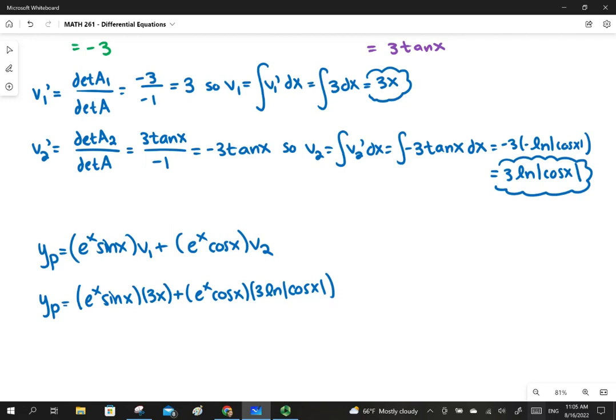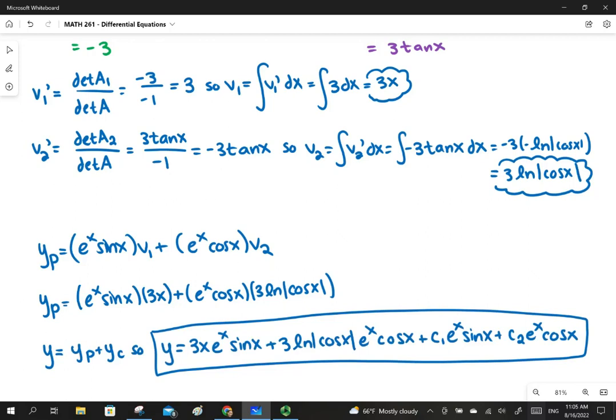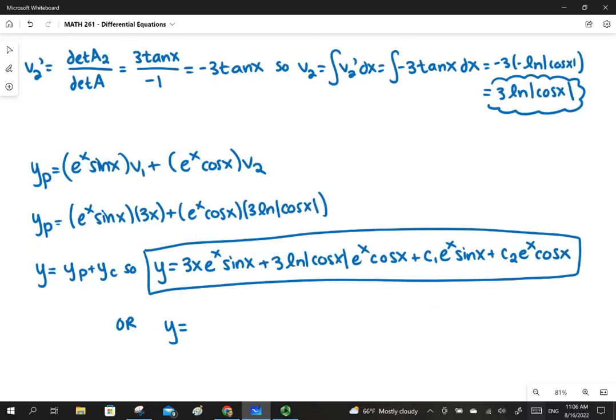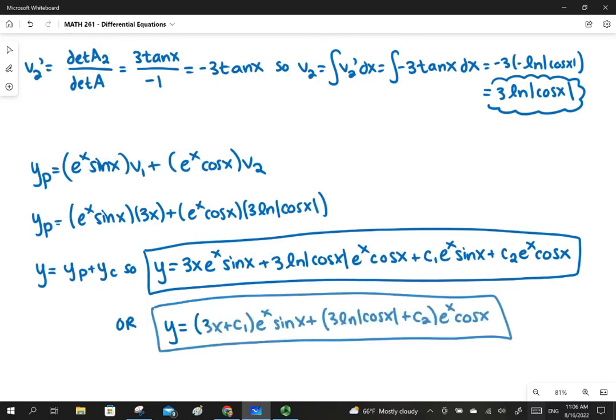So to get our general solution, we add on the complementary solution to get our final answer of y equals 3x e to the x sine x plus 3 natural log of absolute value of cosine x times e to the x cosine x plus c1 e to the x sine x plus c2 e to the x cosine x, which if we wanted to, we could rewrite as (3x plus c1) times e to the x sine x plus (3 natural log of absolute value of cosine of x plus c2) e to the x cosine of x.